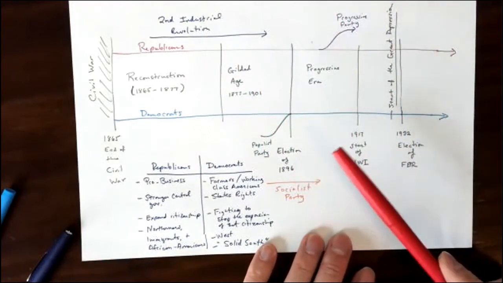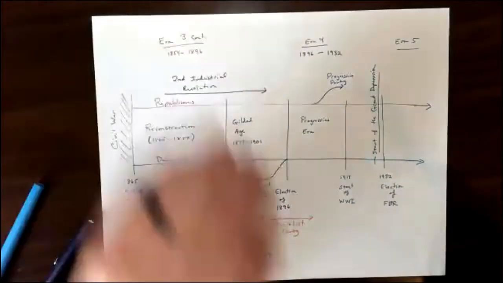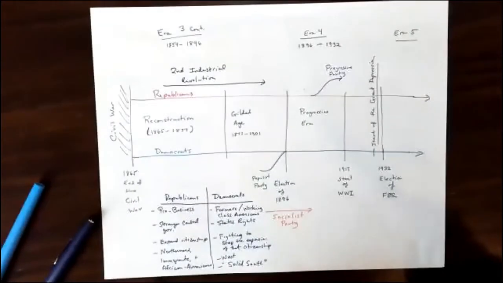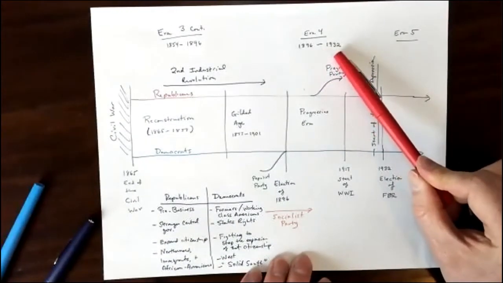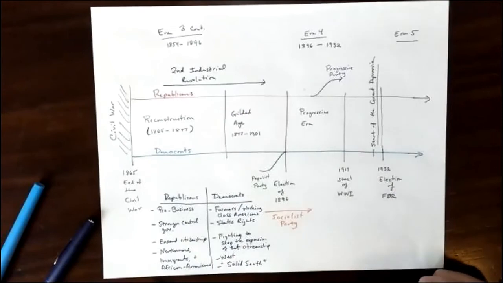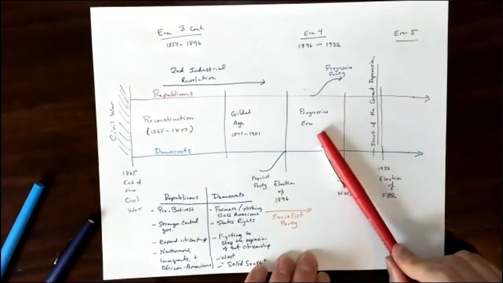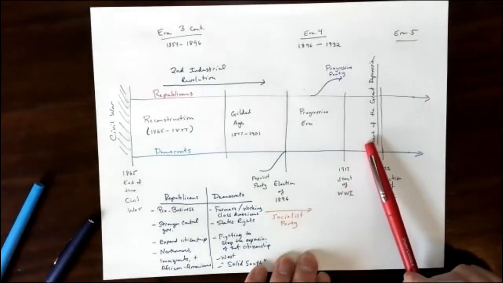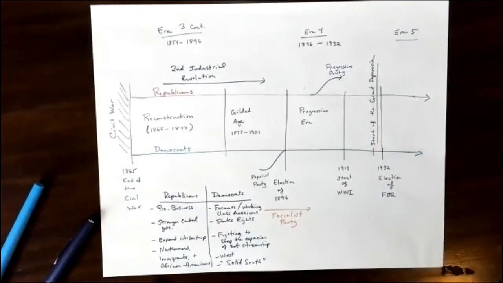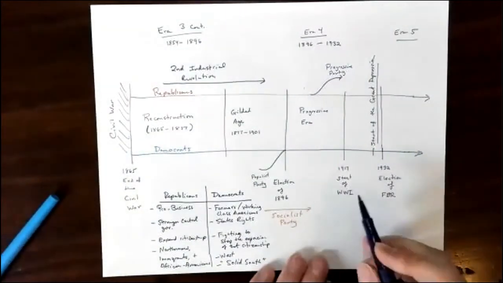So our fourth era lasts from 1896 to 1932. Now this era is dominated by Republicans. And it's also an era of some other key events that are going to be important, which is the Progressive Era primarily, World War I, the Roaring '20s, and it'll take us all the way through really the start of the Great Depression. So what do we need to know about political parties during this time period in the progressive era? Well, let's hash it out right here.